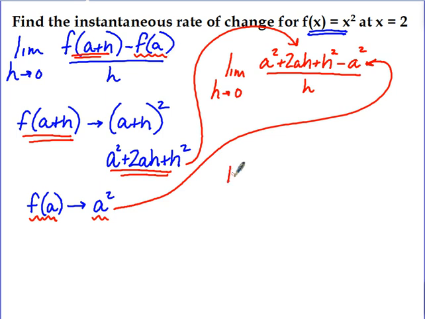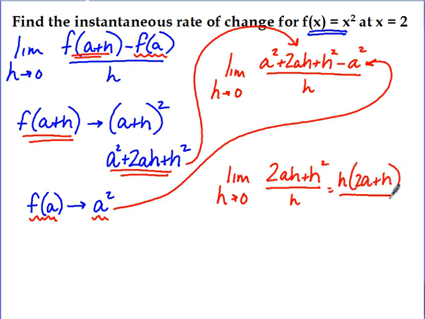So my a squared subtract away. So I'm left with 2ah plus h squared all over h, which I'm going to cancel something here. I can factor out an h. Now I've canceled. Remember, canceling creates the whole. Remember that whole indeterminate thing that we did before on our last limits tests? Once you canceled, now we can find our limit.